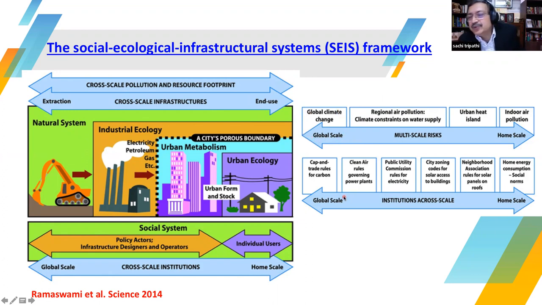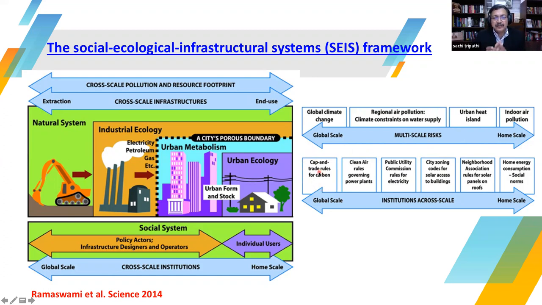And if you look at the institutions which deal with that, at the home level you have people who use energy for their needs. Then you have the neighborhood, which uses solar panels, etc., which can deal with the urban heat island. Then you have city codes and city guidelines on what kind of buildings should be used. And as you move further, you come to intergovernmental rules, which can deal with clean air and can also set cap and trade schemes for carbon.